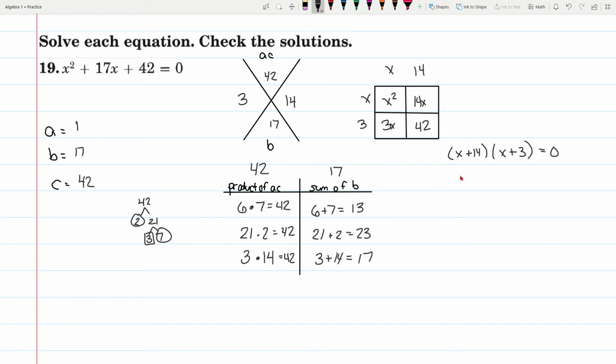And just like when you have a times b equals 0, either a or b has to be 0, we're going to say, well, we could have x plus 14 equals 0, or x plus 3 equals 0. And again, I guess you really don't need the parentheses there. I'll go ahead and get rid of those. Subtract 14, you get x equals negative 14. Subtract 3, and you get x equals negative 3. And those are our solutions, negative 14 or negative 3.